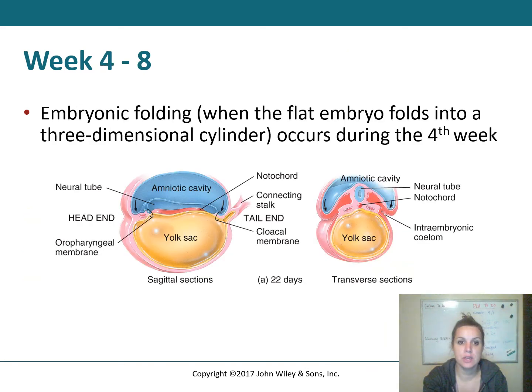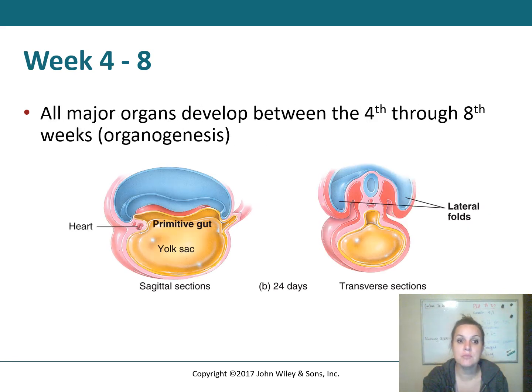At the 4th week, embryonic folding occurs. And basically what happens is you have a flat embryo that starts to fold into a 3-dimensional cylinder. All major organs develop between the 4th and 8th week of development. Your book goes on to describe a lot of these, how the brain develops, how the heart develops, and it's pretty cool. This process is called organogenesis.